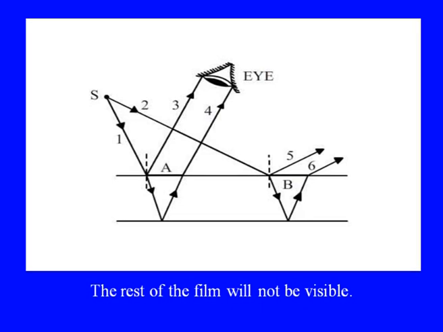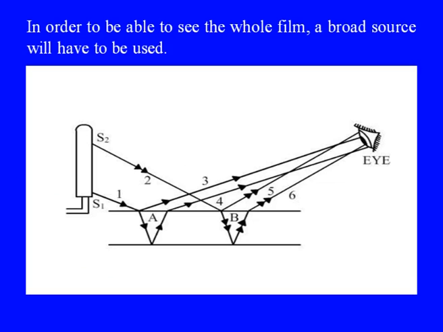Consider another ray coming from the point source, ray 2, top reflected gives ray 5, another goes through, is bottom reflected and gives you ray 6. 5 and 6 are also coherent, they cause interference, but the light from there does not reach the eye. So, the region B will not be visible to the eye. That is an important thing here, if S is a point source. Now, in order to be able to see the whole film, a broad source will have to be used.